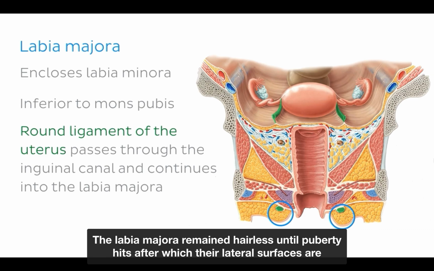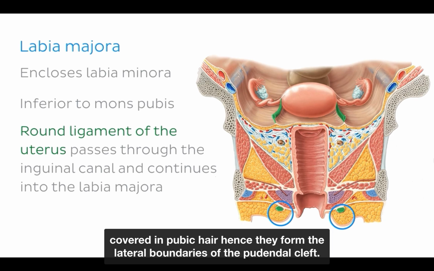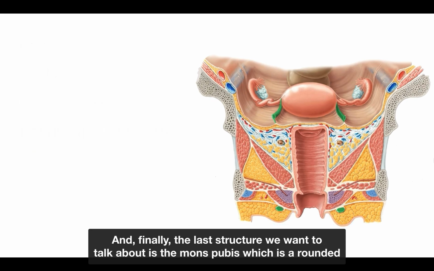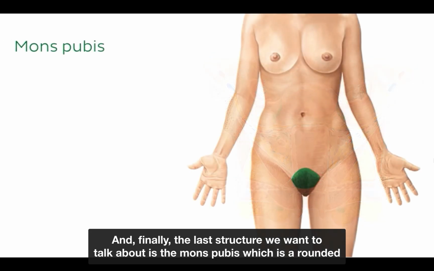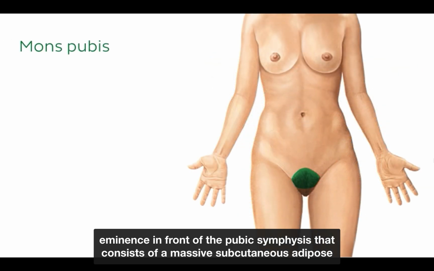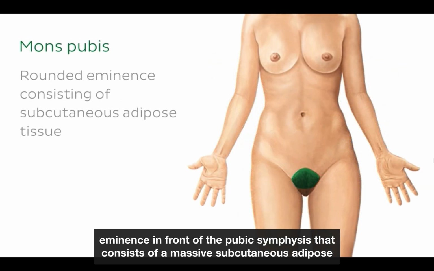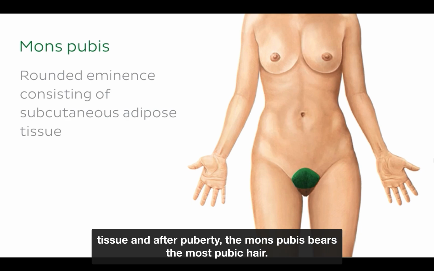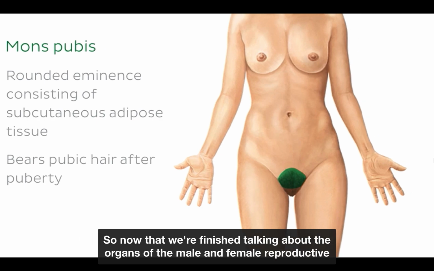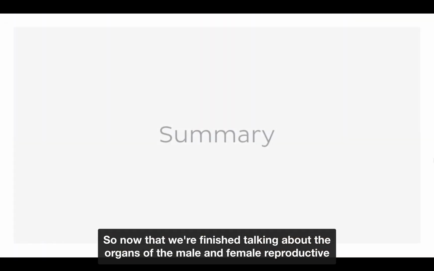The labia majora remain hairless until puberty hits, after which their lateral surfaces are covered in pubic hair and they form the lateral boundaries of the pudendal cleft. And finally, the last structure we want to talk about is the mons pubis, which is a rounded eminence in front of the pubic symphysis that consists of a massive subcutaneous adipose tissue, and after puberty, the mons pubis bears the most pubic hair.